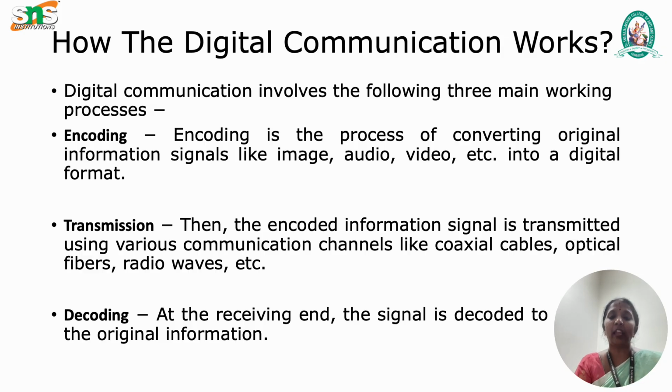Transmission: once you have done the encoding, it is transmitted over a communication channel. It might be wired or wireless, for example coaxial cable, optic fiber, and radio waves. These are all the mediums we can use for data transmission. The last one is decoding. Once the encoded data is received, the receiver wants to decode that information, and only then can he read the original information.